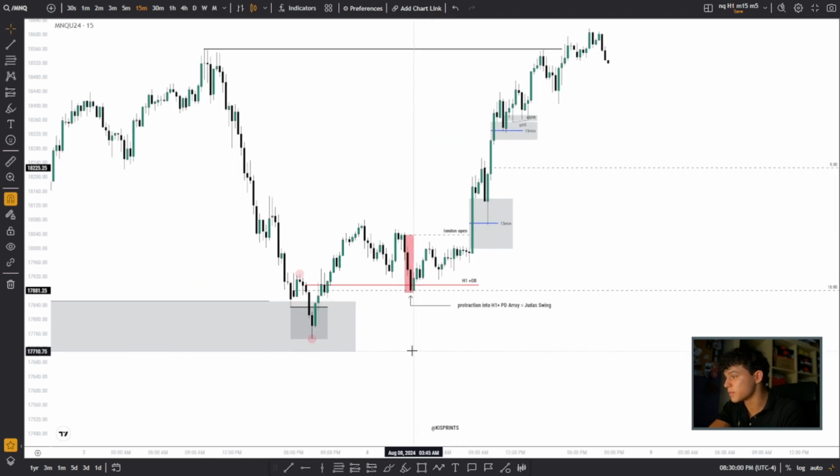Let's go back to the 15-minute. At what time did it retrace, right? I already have it marked out for you guys. It retraced at London Open, and this is what we're going to use right here.